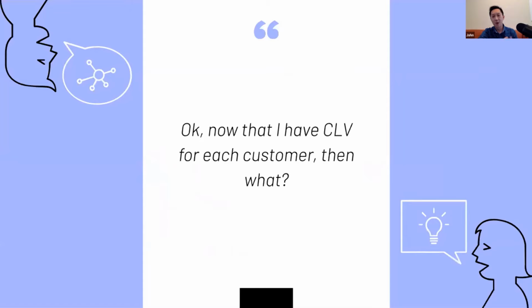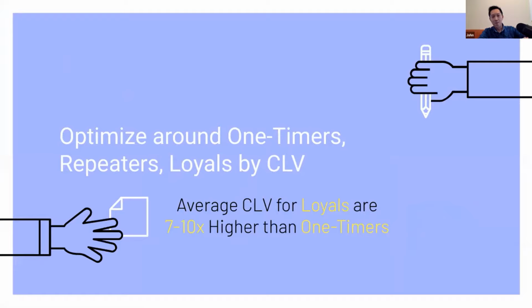Okay, so perfect. So now we have a CLV. What are we going to do with this? I propose that we should then optimize our marketing efforts around the CLV, because we see that the loyal customers, people with 3 or more purchases, tend to have 7 times higher CLV than the one-timers and the people with no purchases, right?